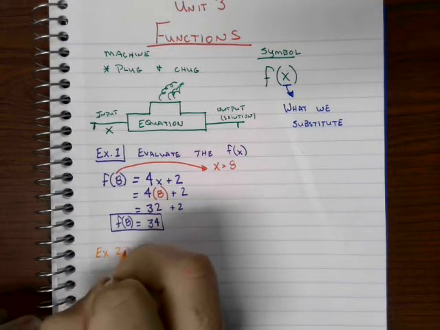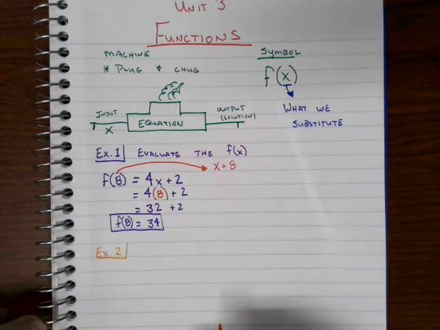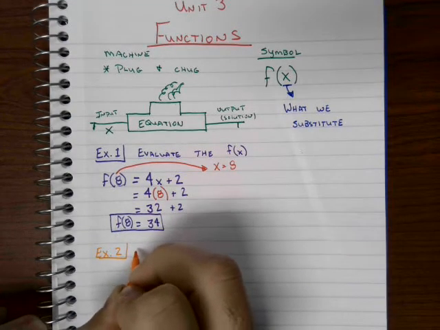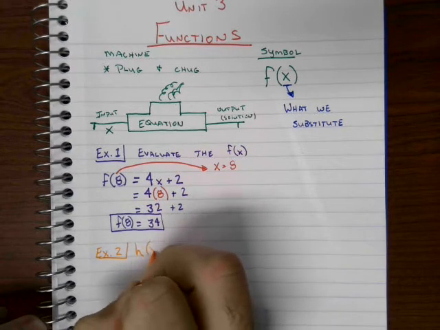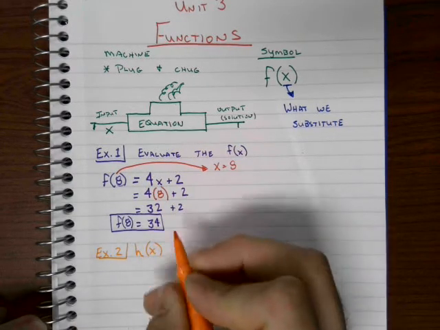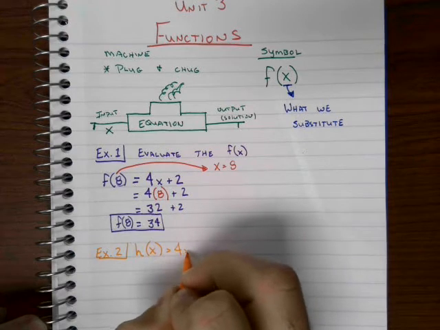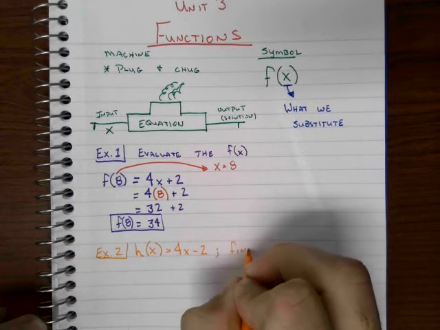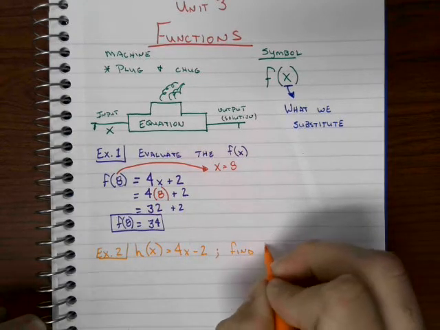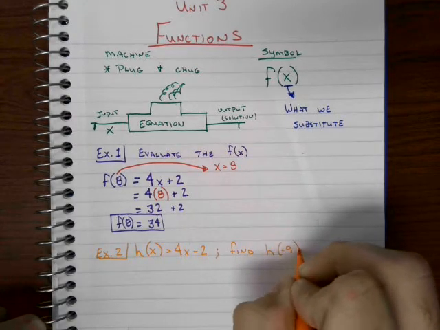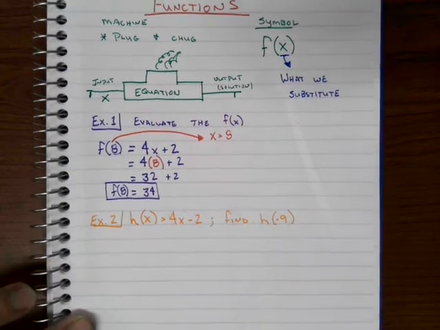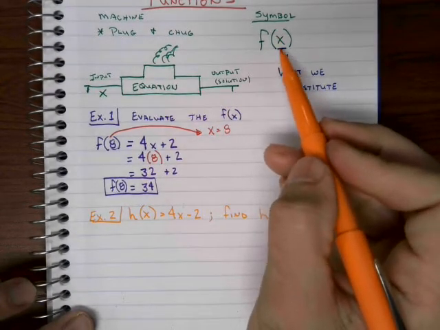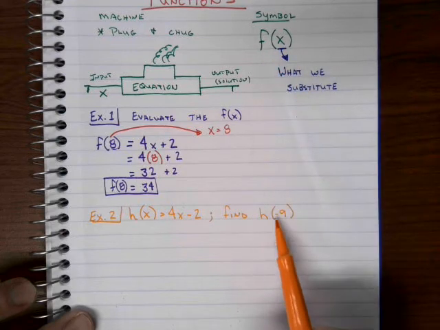Example 2. All right, let's look at another one. You'll have an example that might look like this. It might say h of x equals 4x minus 2. And it'll say find h of negative 9. Don't let this fool you. This looks just like this. F of x, h of x.